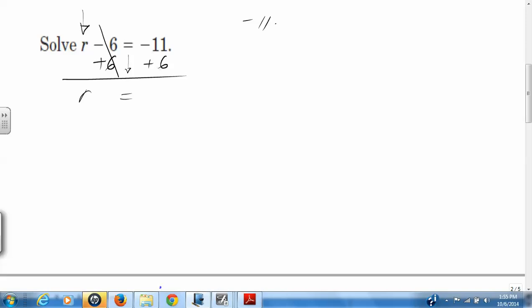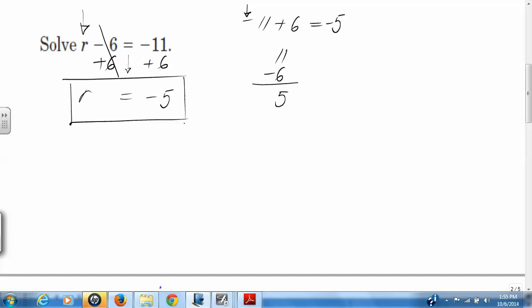Negative 11 plus 6. You're adding two integers with different signs. The rule says subtract the smallest absolute value from the largest one. The smallest absolute value is 6. Take it away from 11, that gives you 5. And then keep the sign of the largest one. And that would be negative 5. And we're done. Your r will be negative 5.